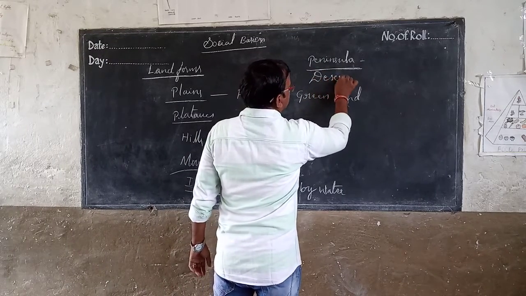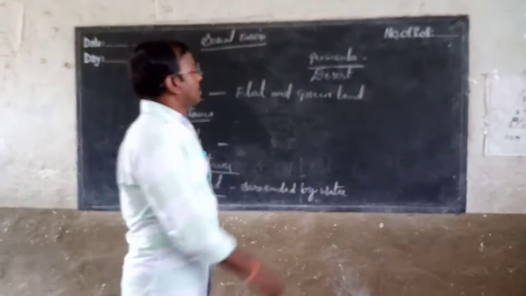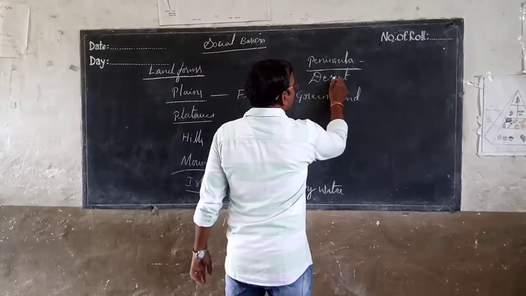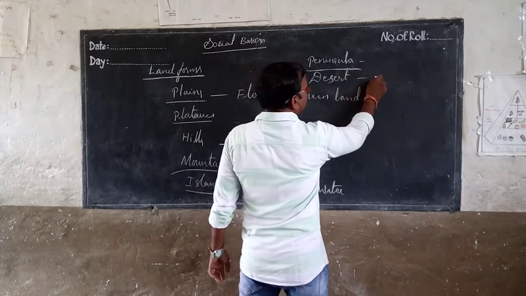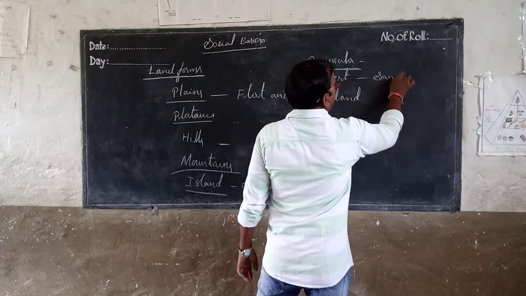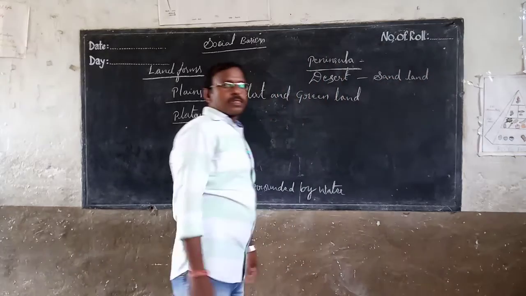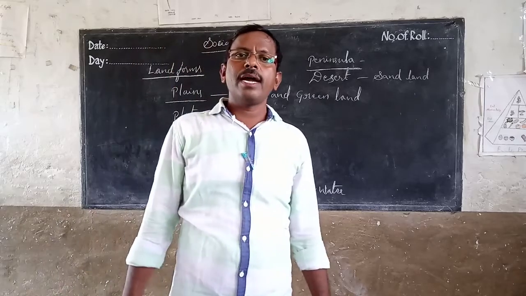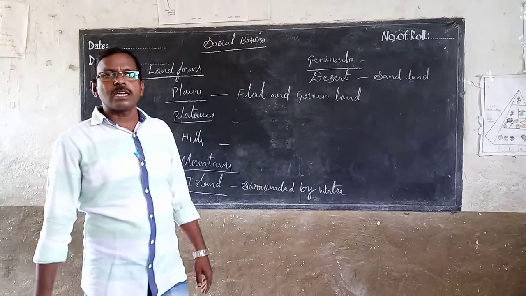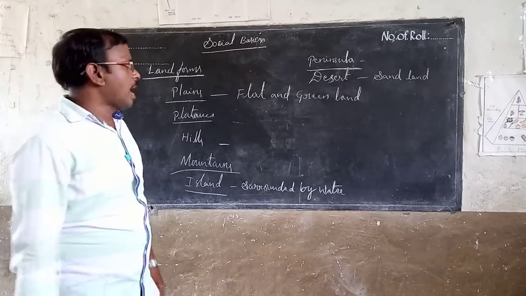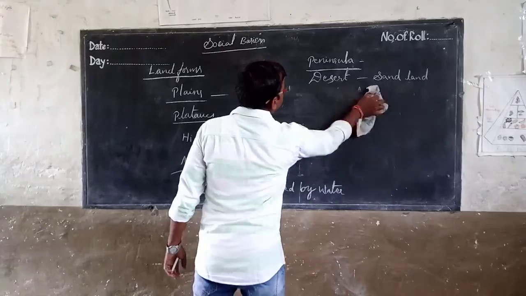Okay, and next we have plains, plateaus, hills, mountains, islands, peninsula, and a large sandy part. A large land which is covered by sand is known as a desert. Totally sand land. The large area which is covered by sand is known as a desert. This is also one of the landforms. Next, another landform, valleys.